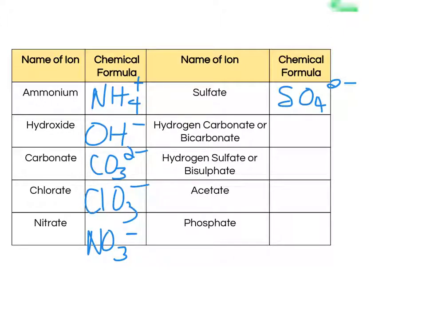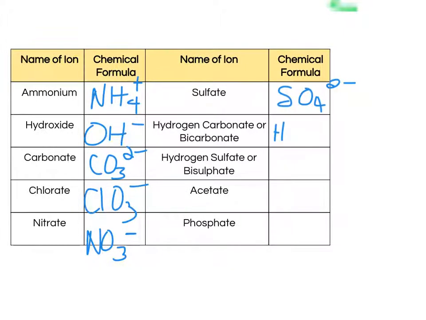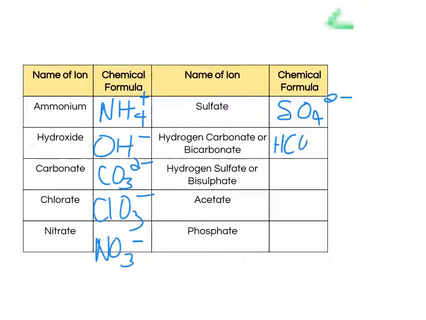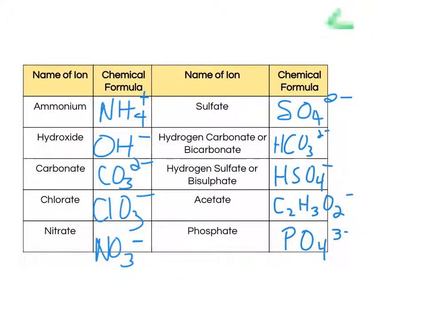Hydrogen carbonate or bicarbonate is HCO3 with a 2 negative charge. Bisulfate is HSO4 with a -1 charge. Acetate is C2H3O2 with a -1 charge. And phosphate, finally, is PO4 with a 3 negative charge. So hopefully when you checked your list, my values matched up with yours. Oops, I just see one mistake here though. Over here with my HCO3, that actually should be just a -1. All right.